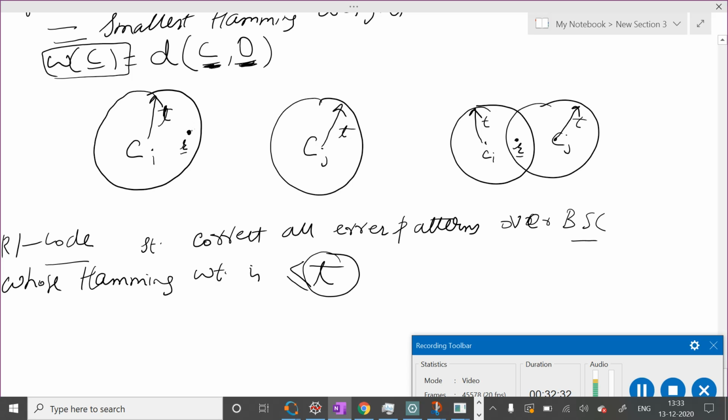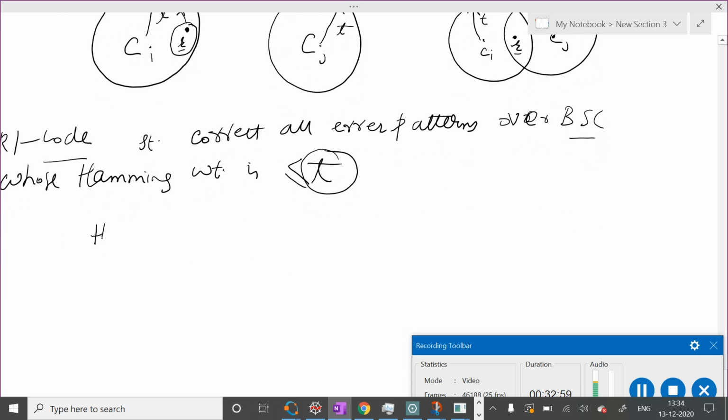See, in this case we know that the received vector is still in this sphere, so it is the CI code word which was transmitted. But if the code structure is such that the Hamming distance between the codes is such that the received vector falls at the intersection of two codes, then we cannot correct the error.